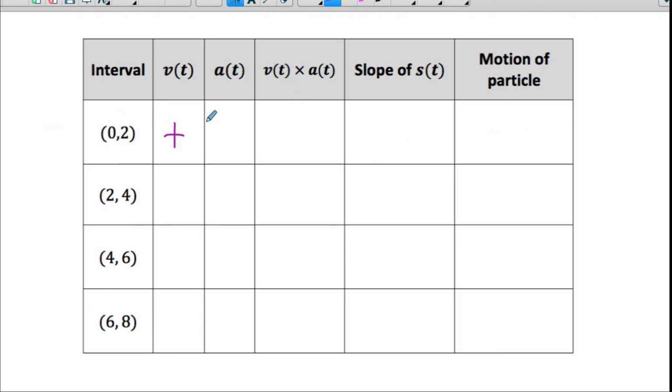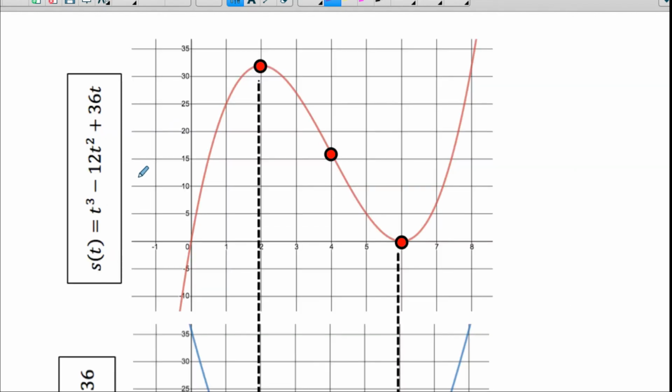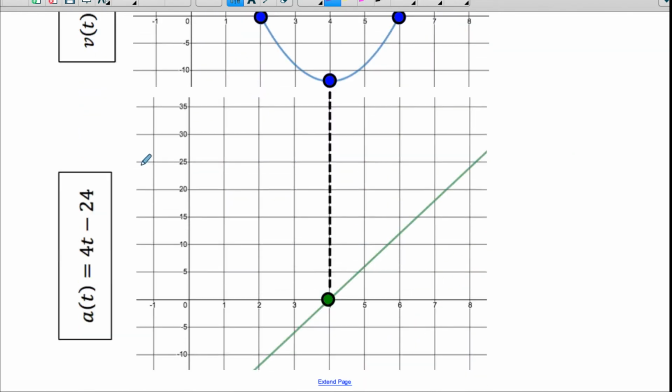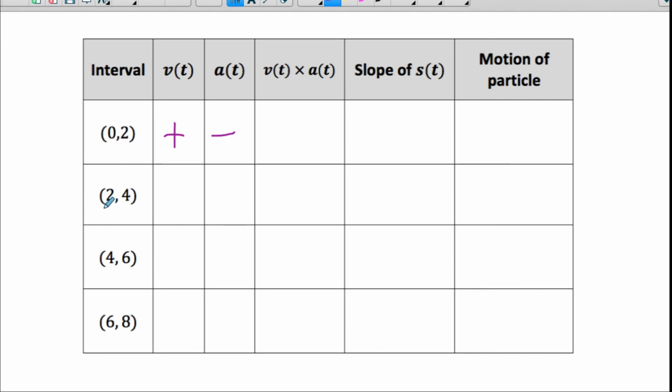Let's fill in this whole row between 0 and 2. Well, what's the acceleration between 0 and 2? And these are intervals of x values, I should remind you. So between an x value of 0 and an x value of 2, where's the acceleration function? Between 0 and 2, the acceleration function is down here. I mean, you can't see it, but it's down here. It has negative y values. Why does it have negative y values?